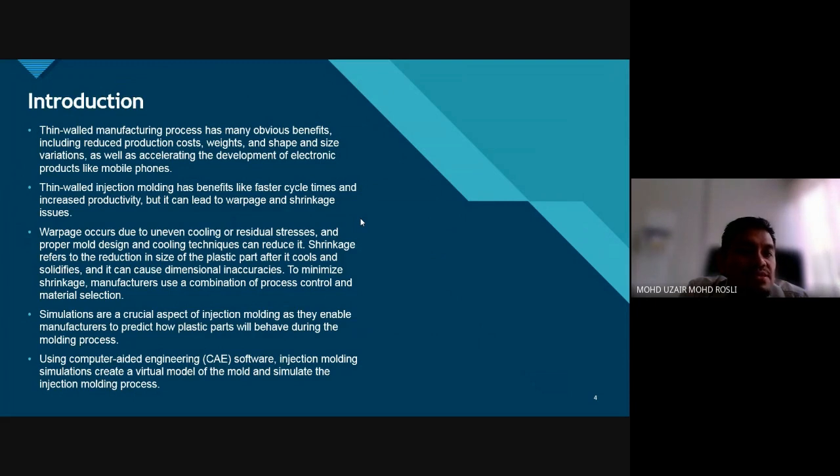So to minimize the shrinkage, manufacturers use a combination of process control and material selection. Simulation is a crucial aspect of injection molding, enabling the manufacturer to predict how plastic parts will behave during the molding process. By using CAE software, injection molding simulation creates a virtual model of the mold and simulates the injection molding process.